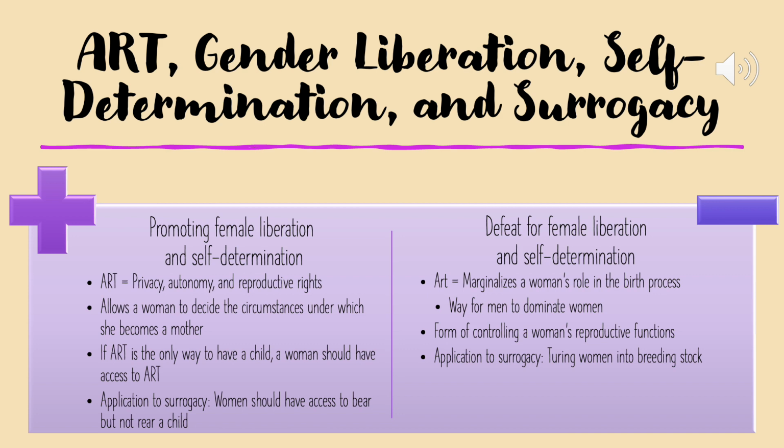Those who are against ART and are using gender liberation and self-determination for their stance say that ART marginalizes a woman's role in the birth process and is another way that men have continually, historically attempted to dominate women, and that this is a form of controlling a woman's reproductive functions. Furthermore, those opposed to ART apply this to surrogacy and say that surrogacy is a form of turning motherhood into simply making women breeding stock.